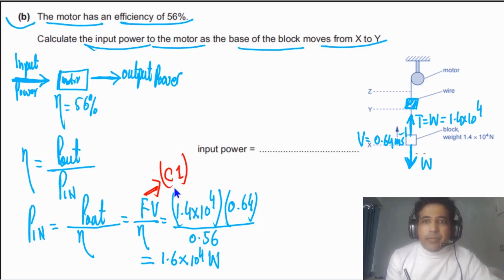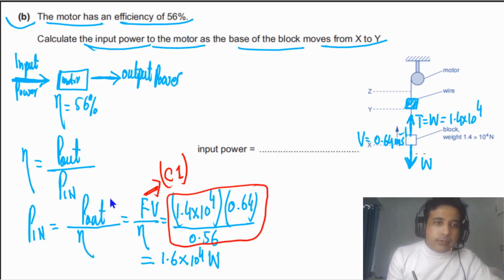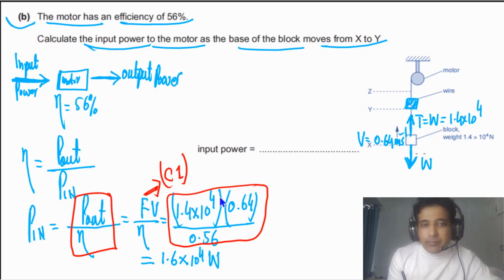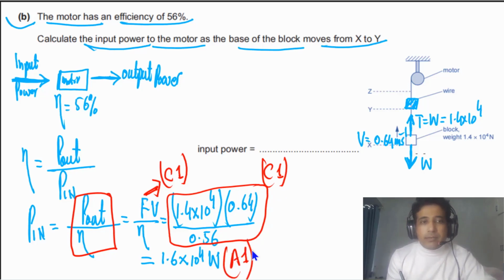And the second mark you will get if you have written this formula and you have plugged in these values, you will get the second mark, and that is the second C mark. And the last mark is the answer mark. If you have got the right answer, you will get 3 marks for this question.